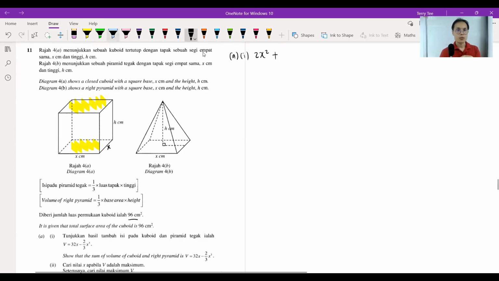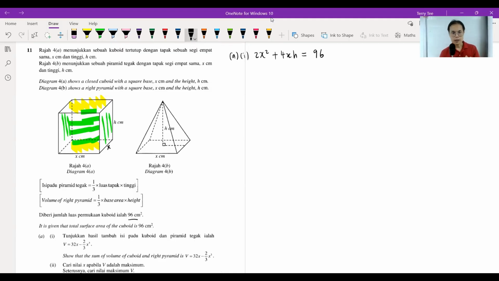Then you plus the sides. The sides will be your left, right, front, back. I know it's hard to see, but front and back look the same. So basically you've got the left, right, front, back, and they are all the same. They all have xh, so you plus 4xh. The total surface area, jumlah luas permukaan, is 96.